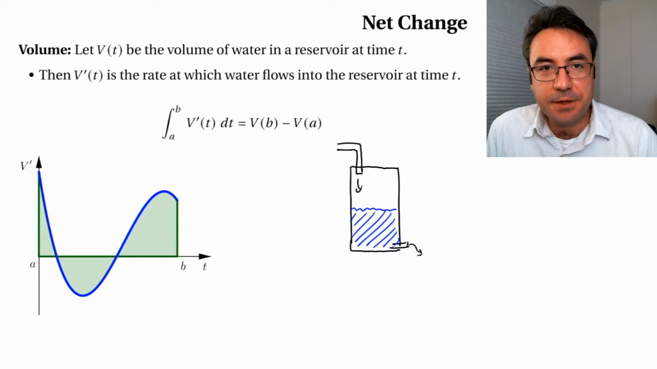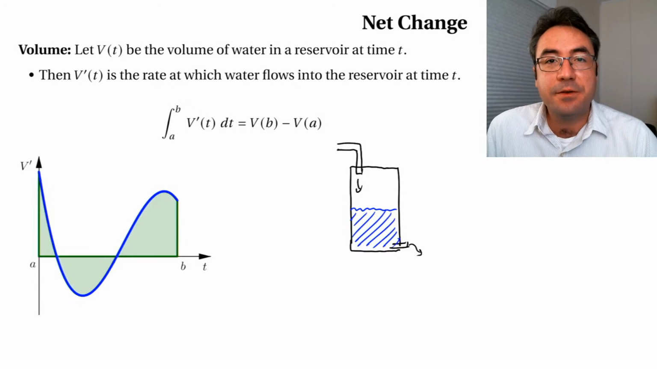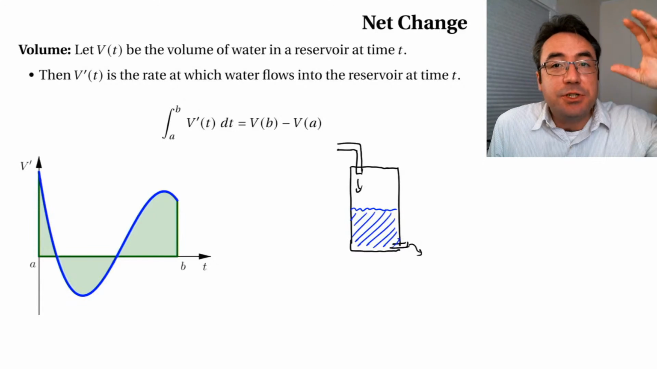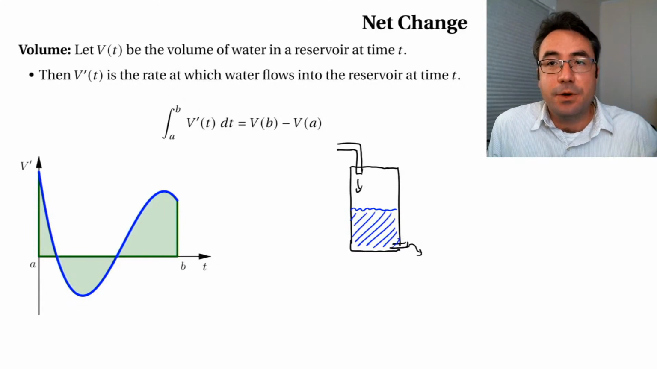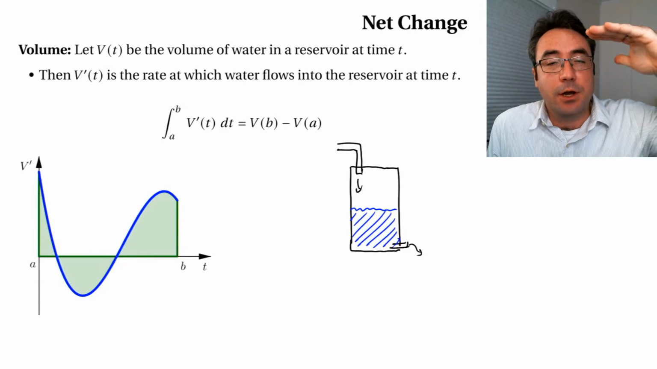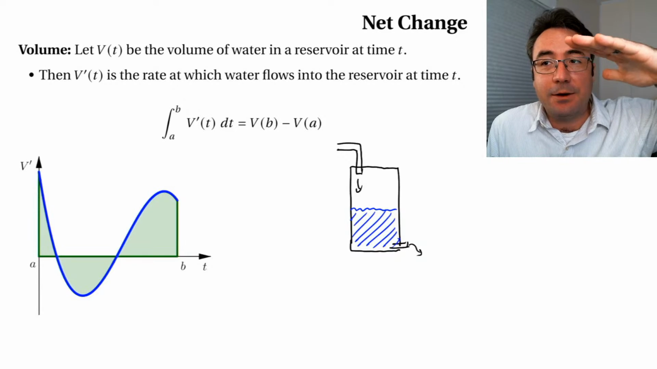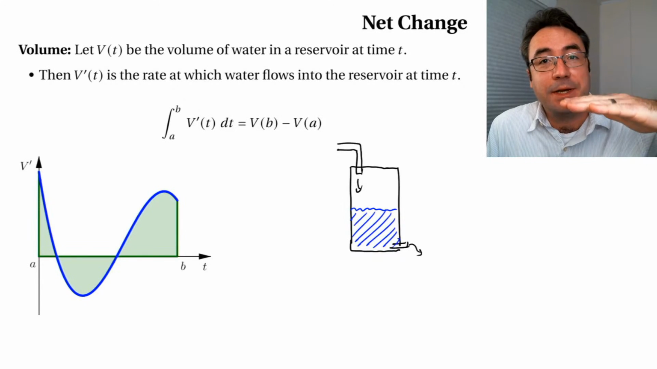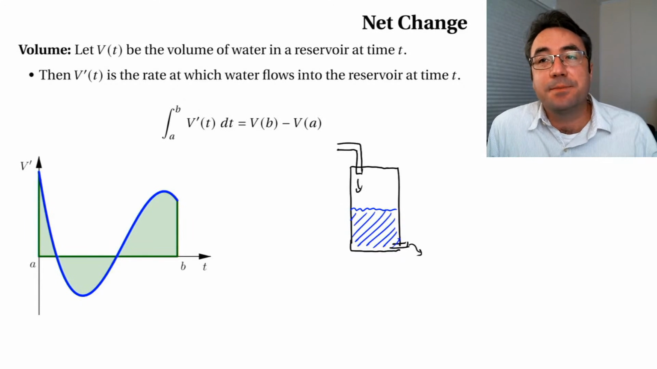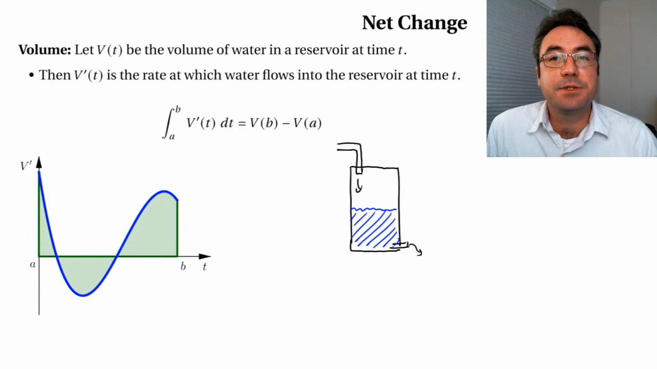So if v of t describes the volume, then its derivative v prime describes the change in volume. So if water's flowing in, our volume's going to go up, so v prime would be positive. And if water's draining out, then the volume is going down, so v prime would be negative. So v prime is describing the rate at which water flows into and out of the reservoir at time t.